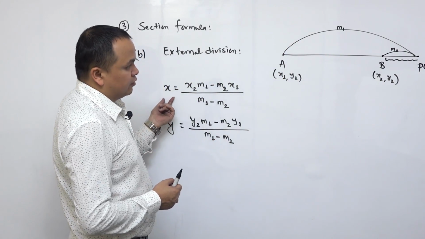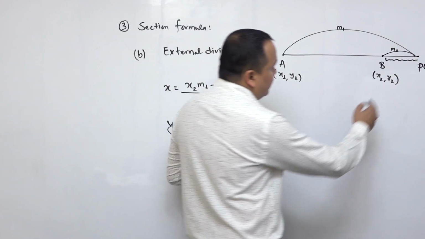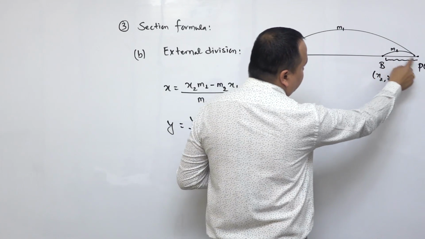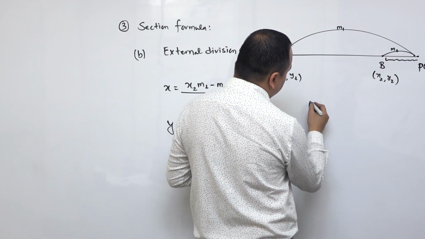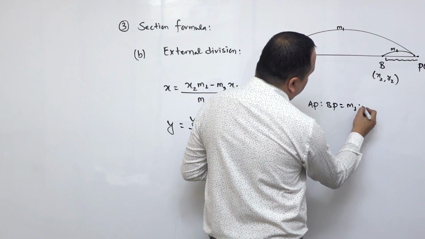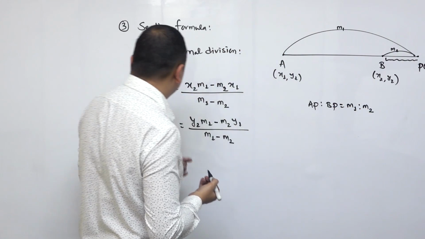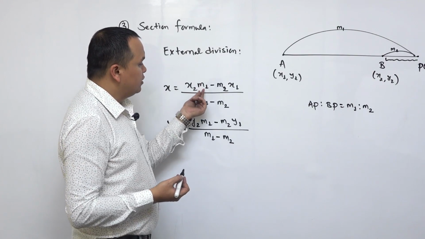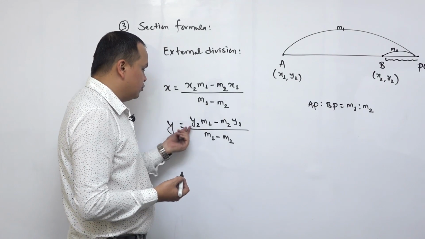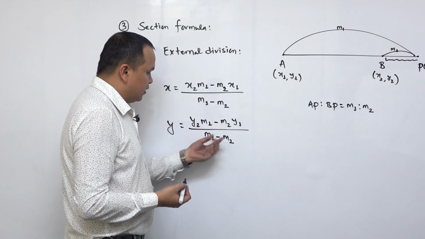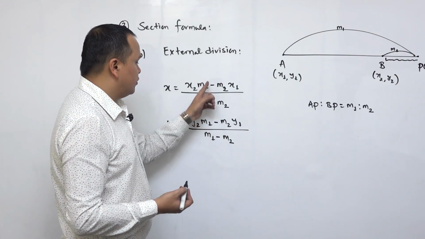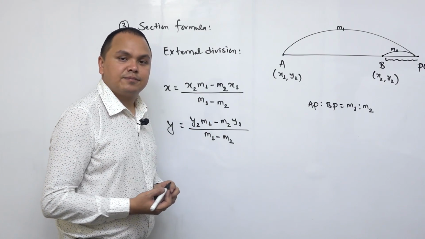For external division, here P is outside. P divides AB in the ratio AP is to BP, m1 is to m2. Then x is equal to (x2 m1 minus m2 x1) upon (m1 minus m2). Similarly, y is equal to (y2 m1 minus m2 y1) upon (m1 minus m2). External र internal मा plus हुन्थ्यो, external मा minus.